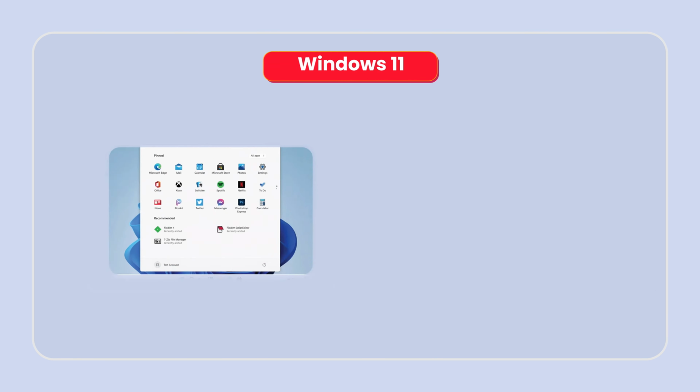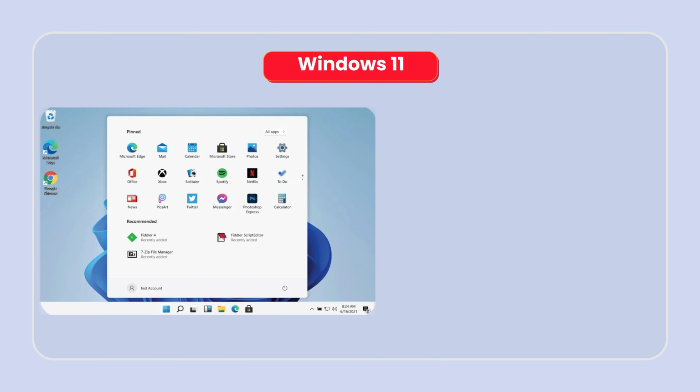Windows 11. On June 24, 2021, Windows 11 was announced as the successor to Windows 10 during a live stream. The new operating system was designed to be more user-friendly and understandable. It was released on October 5, 2021.